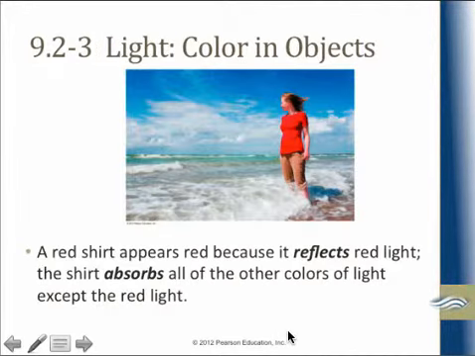When you see objects with color, what you're seeing is the light wave that is reflected off the object. That's the wavelength that's coming into your eye. So for instance, this woman's shirt absorbs everything but the red. The red's reflected into your eye.